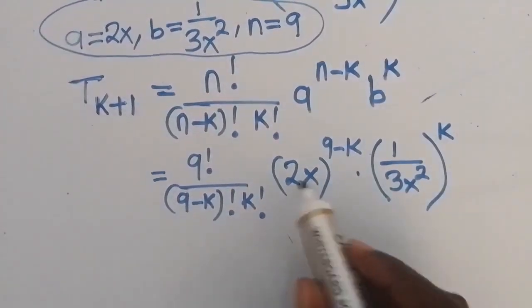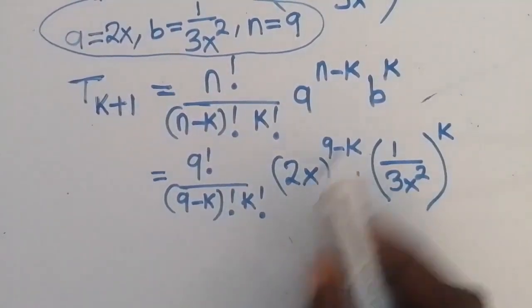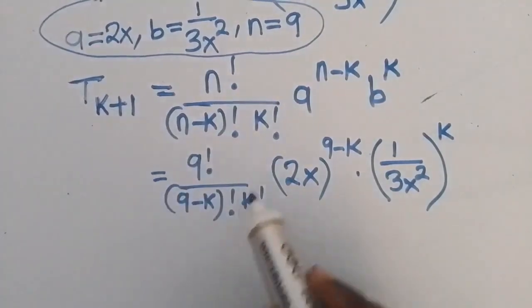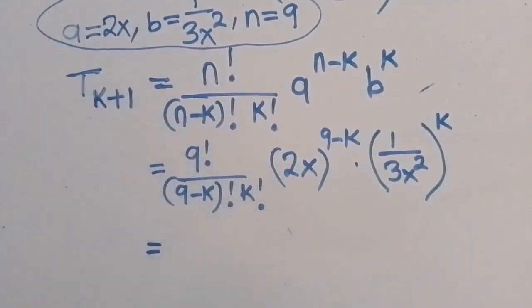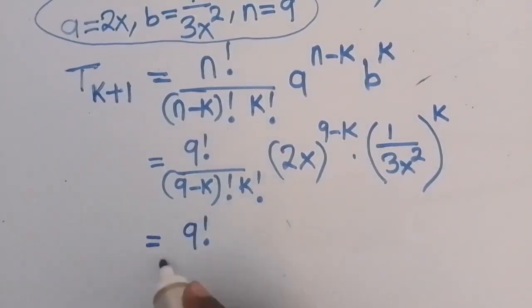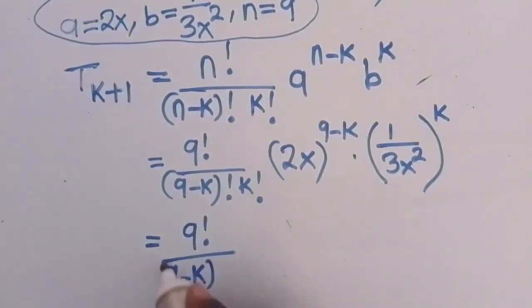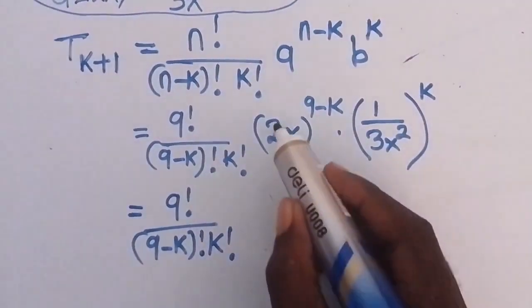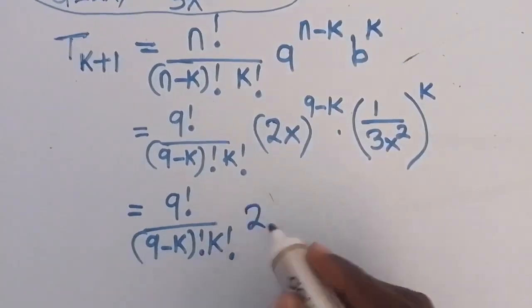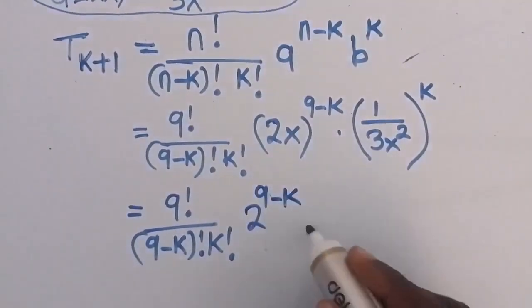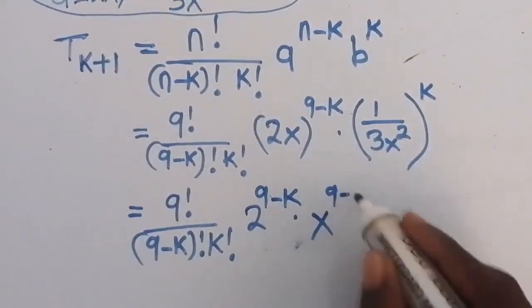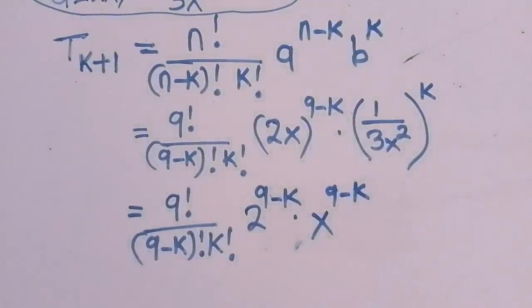Here, you are multiplying, which means even these numbers are raised to these powers. So this part here will be maintained, I won't touch that part: 9 factorial over 9 minus k factorial, k factorial. There is a 2, and 2 is raised to the power 9 minus k. Even the x, there is multiplication, x raised to the power 9 minus k. This is what it means.